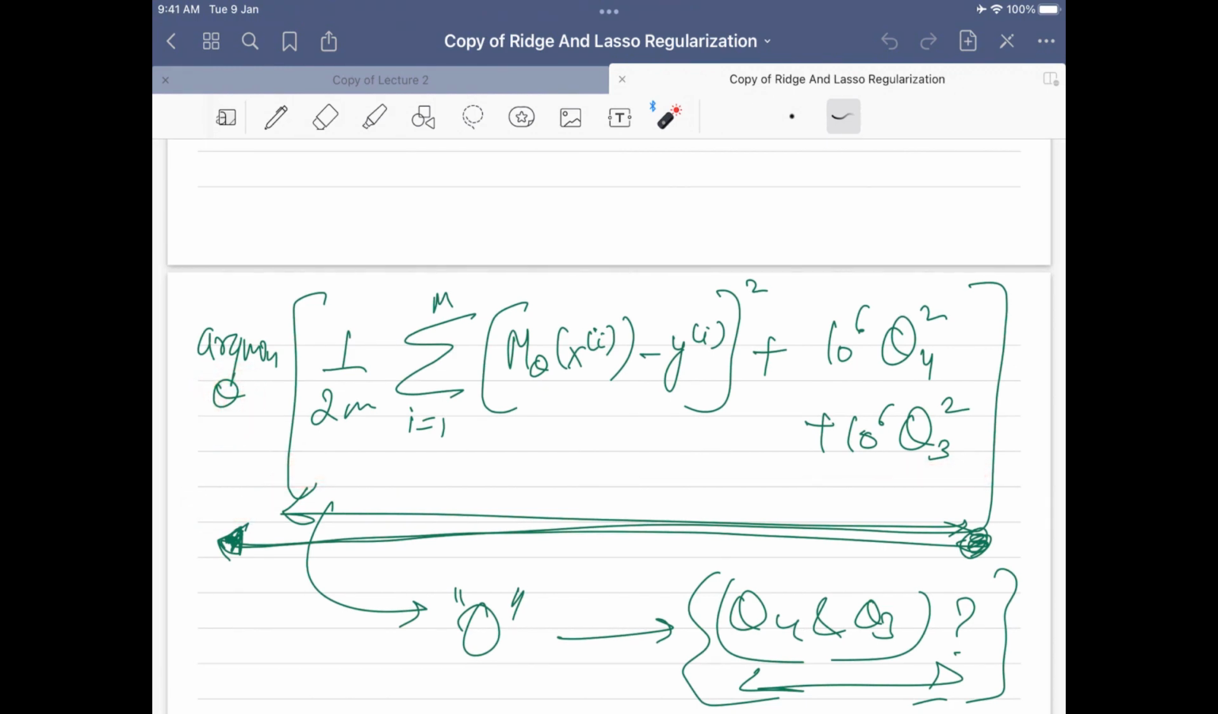So can anyone tell me, if I want to minimize this cost function, what will this minimization do to theta 4 and theta 3? Can anyone tell me that?